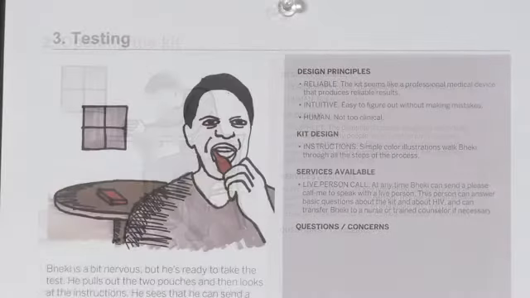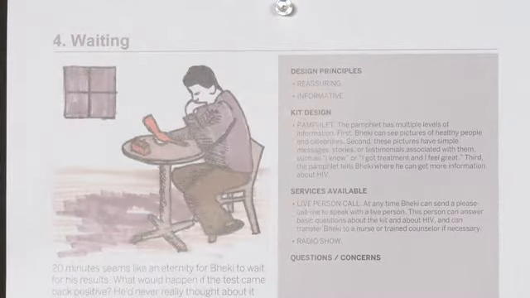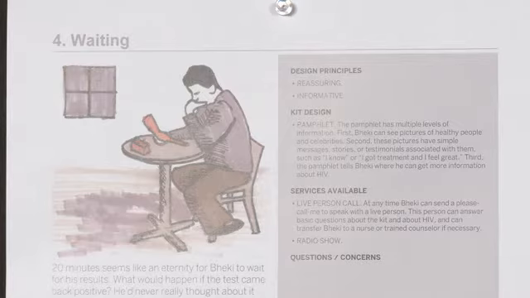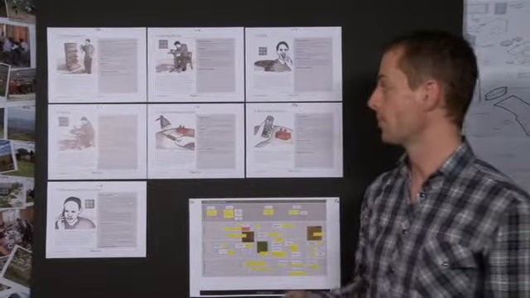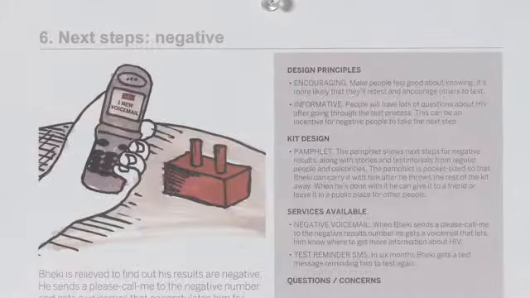How do they actually do the testing? For this test, there's a 20-minute waiting period that you have to do. So what are people doing during that time while they're waiting? They're probably really nervous about what the result is going to be. Can we give them something to do during that 20 minutes while they're waiting? How do they understand the results? And then what happens, the next steps, right?